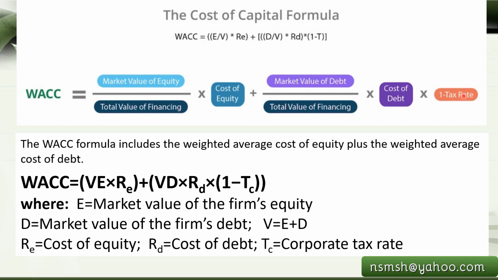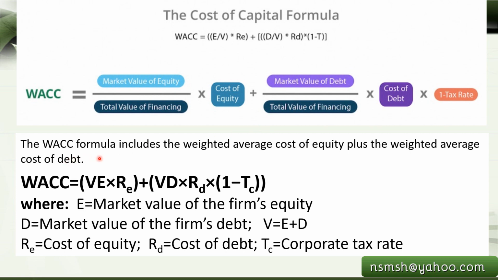For example, if it was a 30% income tax rate, then we calculate the cost of debt, and the actual cost of debt will be only 70% of the cost of debt that we arrive at, because the 30% is income tax deductible. So that's how we have to calculate it.